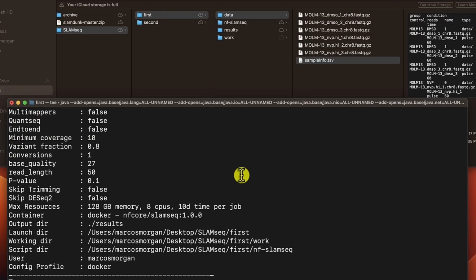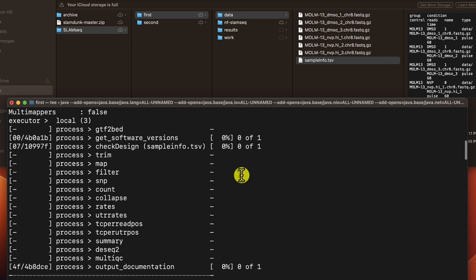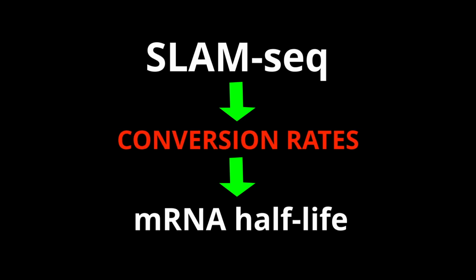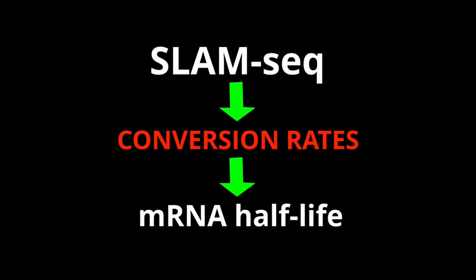Today I'm excited to show you a powerful tool that simplifies SLAM-seq analysis dramatically. With just one line of code, you can run most of the SLAM-seq analysis. So SLAM-seq is used to calculate the half-life of mRNA, but to get this it is crucial first to calculate the conversion rate of the transcript, and this is what our line of code will provide us.